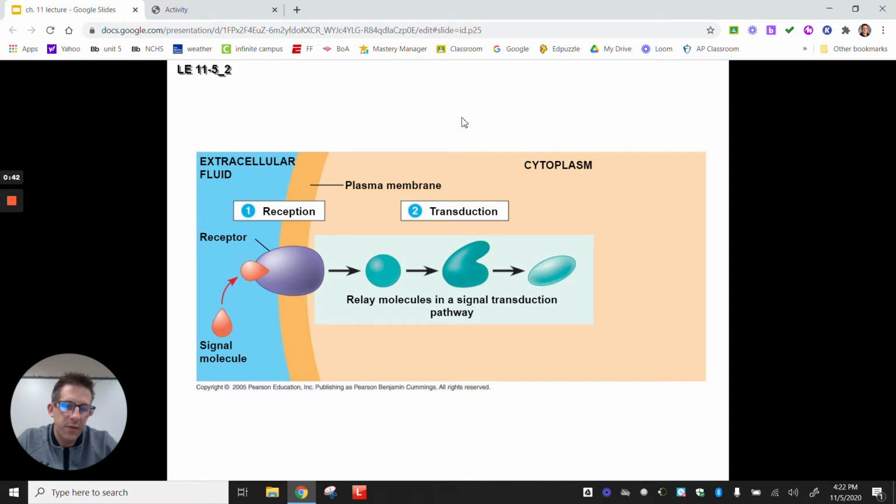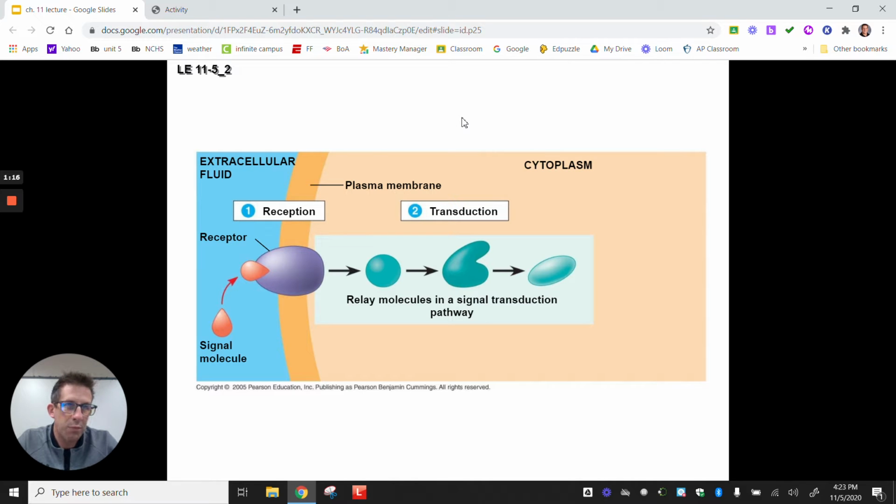The picture in front of you shows the reception of the external signal by one of a couple different types of protein receptors. Some of these protein receptors can be found embedded in the cell membrane, like the one you see in front of you right now. Others can be found floating inside the cytoplasm, which are called intracellular receptors, okay? And depending on the nature of the chemical signal being used to send a particular message, it may have to use one of those receptors or the other, okay?